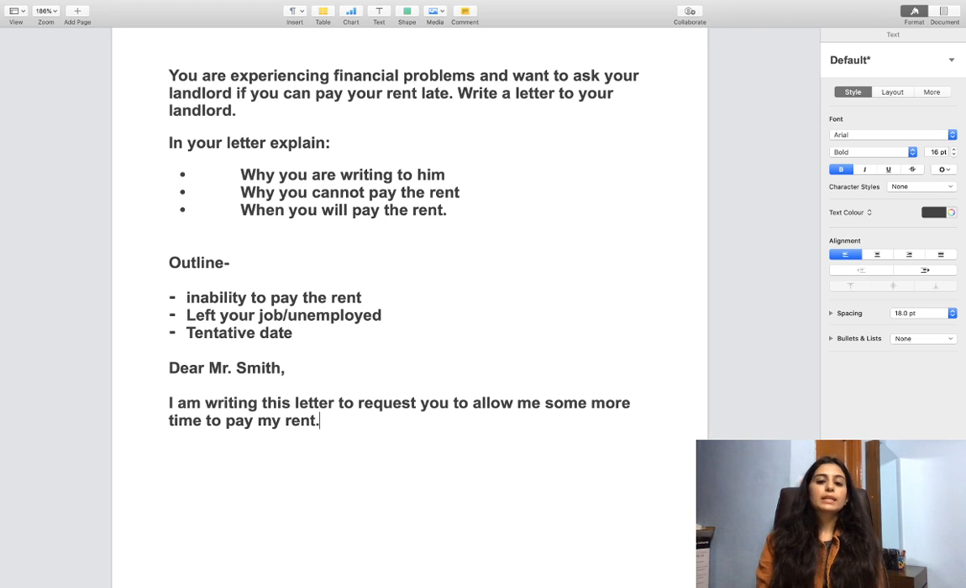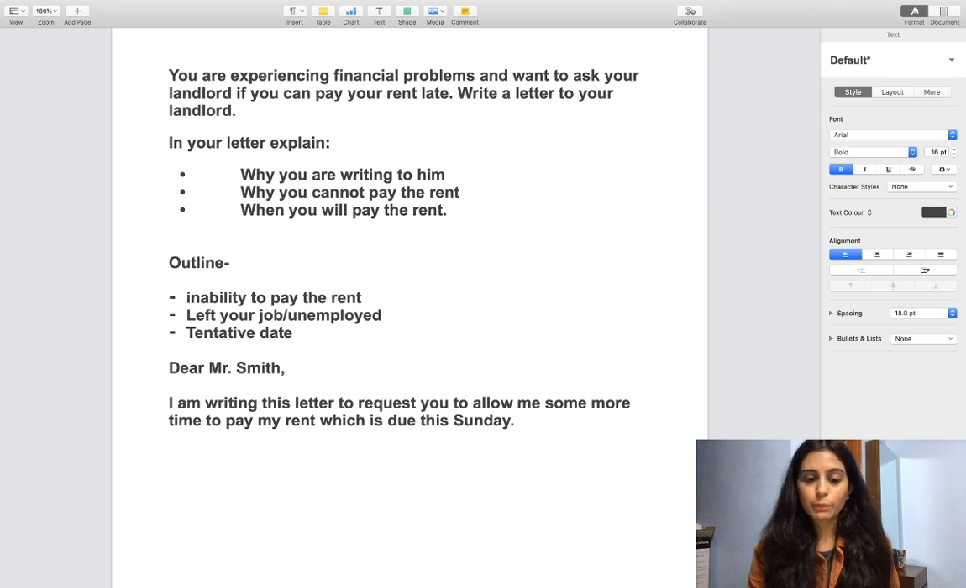So I'm writing this letter to request you to allow me some more time to pay my rent. And you can continue by saying which is due this, let's say, Sunday. Okay. So basically, in the very first sentence, you've made it clear to the reader, or to the landlord in this case, that you're writing this letter to request him to allow you some more time to pay the rent which is due this Sunday.